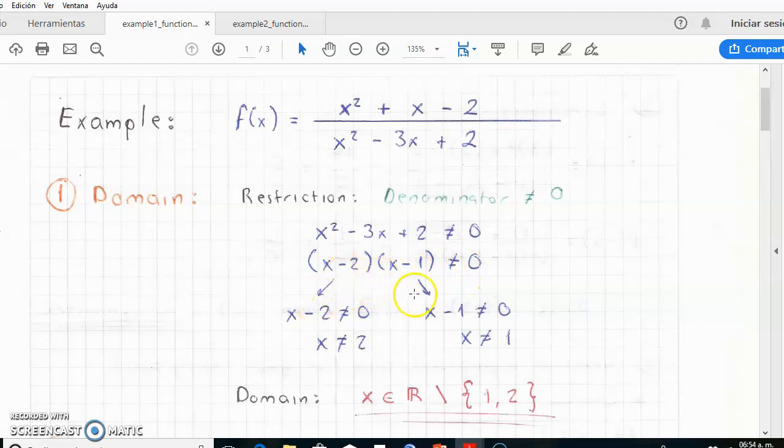And then we're going to separate the factors. Each one of them is going to be different than 0. We isolate x for both, so we have x different than 2 and x different than 1. So my domain is going to be that the x belongs to all the numbers except the elements 1 and 2. Those two are going to be my restrictions of the function.